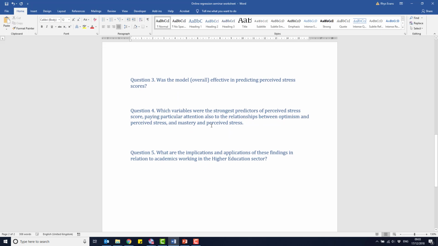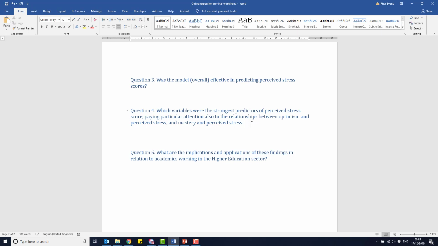And then question 4 is around breaking it down. So if we do have a significant model, which of our predictors is contributing to that the most? So which has the strongest predictive relationship with perceived stress, and remembering that we're particularly interested in the relationships between optimism and perceived stress and mastery and perceived stress.